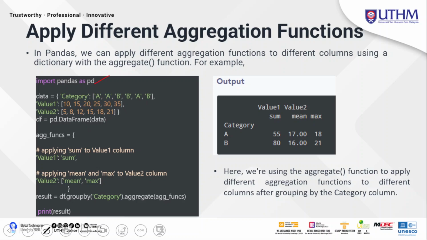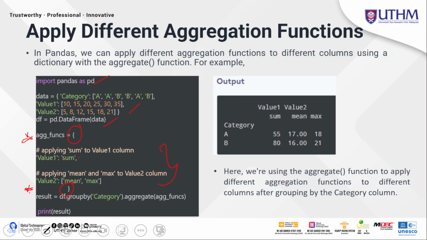So okay, import pandas and then create the data and the data frame. The aggregate function, you can see, starts from here and ends over here. You can see the curly braces, open and closed, so all this part is included. They are the body of this aggregate function. So value one is a sum, value two is a mean, and the maximum values.